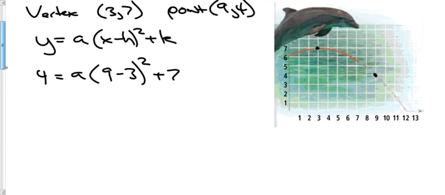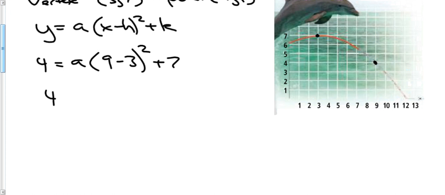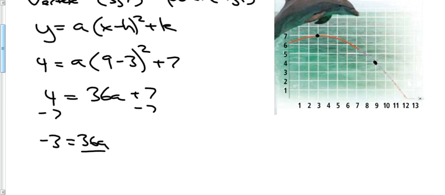So let's do it. 4 is equal to a times 9 minus 3, which is 6 squared, so that's 36a plus 7. Subtract 7 from both sides, and we get negative 3 is equal to 36a. Divide by 36. So a is going to be equal to negative 3 over 36, which reduces to negative 1/12.